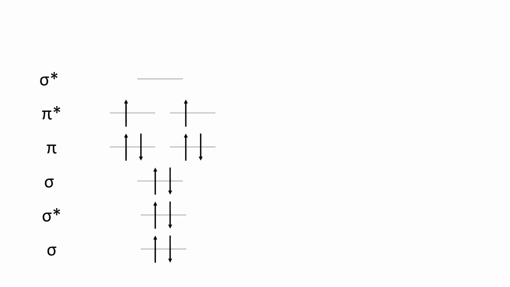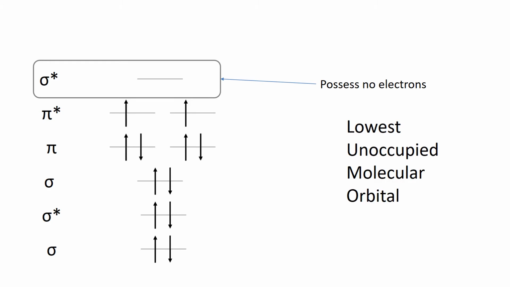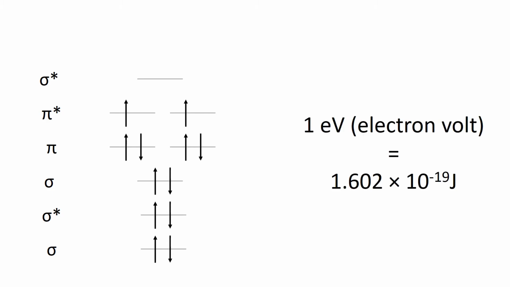The orbital of the next energy level is the first orbital to possess no electrons and is thus known as the lowest unoccupied molecular orbital, or LUMO. The energy levels of each molecular orbital can be determined using computer simulations, where the energy levels are indicated in electron volts, or eV for short, where 1 electron volt is 1.602 times 10 to the negative 19 power joules.